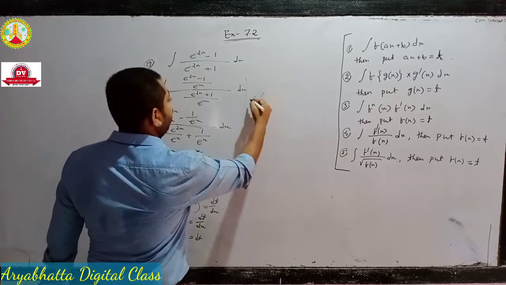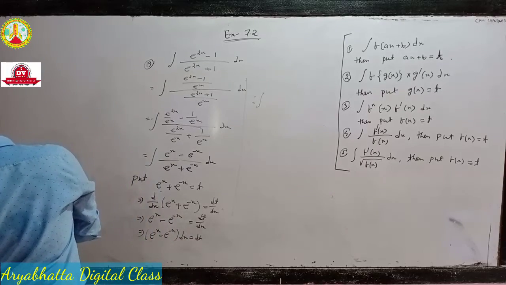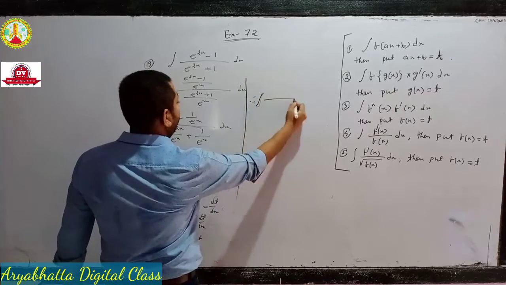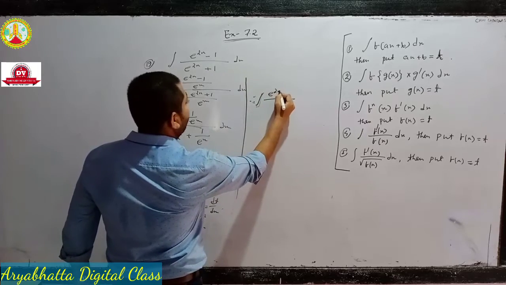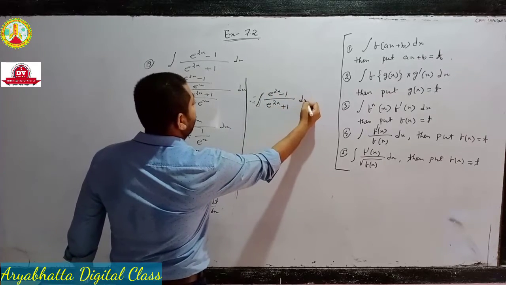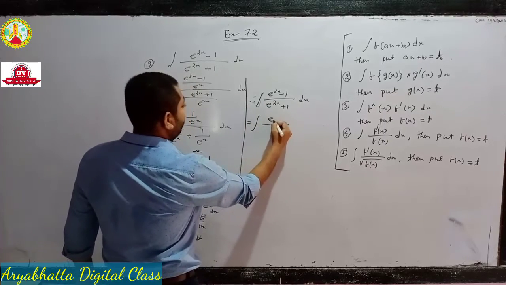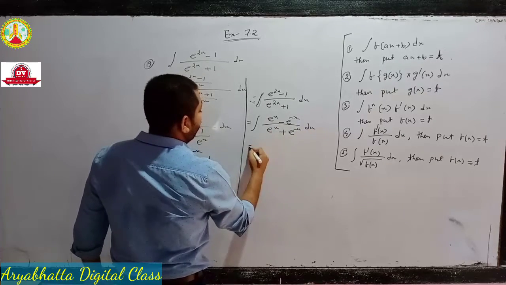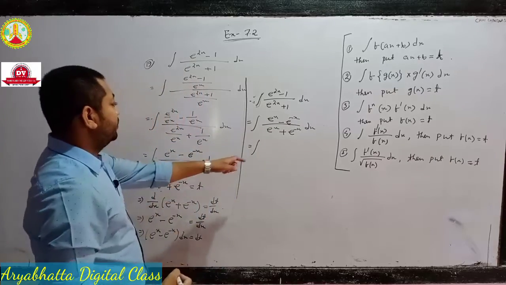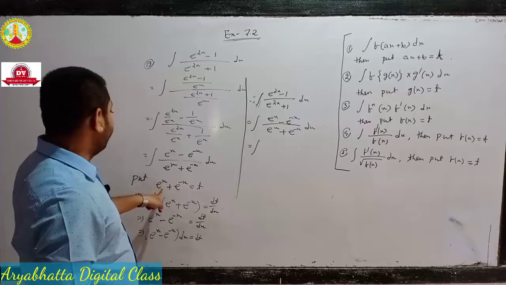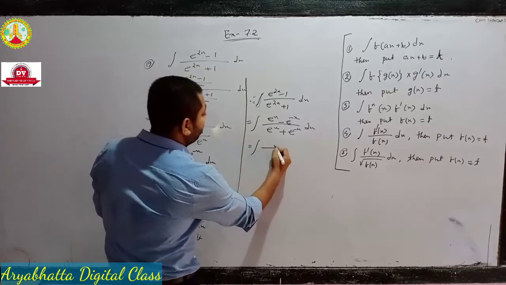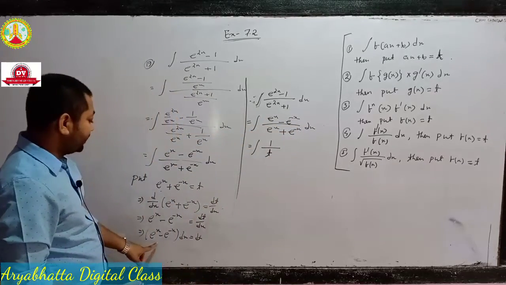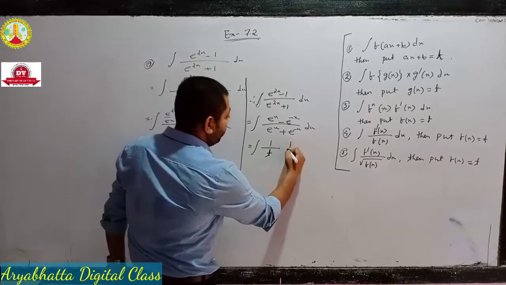Therefore, integration of e to the power 2x minus 1 divided by e to the power 2x plus 1 dx equals integration of e to the power x minus e to the power minus x divided by e to the power x plus e to the power minus x dx. Here e to the power x plus e to the power minus x is equal to t, therefore we can write 1 by t. Next, e to the power x minus e to the power minus x dx equals dt.